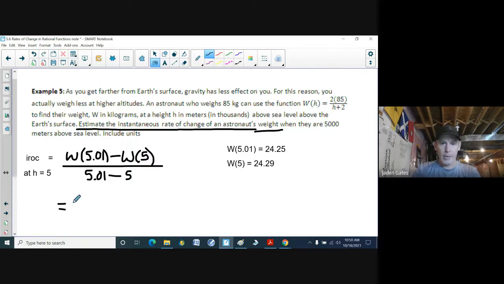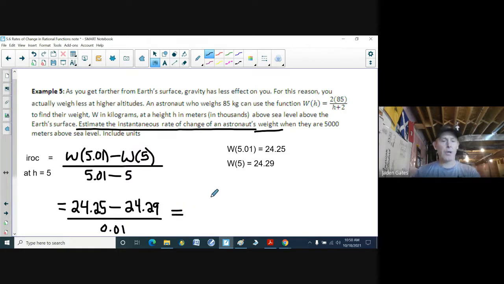All right, so substituting our values in. I get my 24.25, take away 24.29, and down here I'm going to have a 0.01. All right, so I do some math there. I take my 24.25, subtract my 24.29, and then divide it by 0.01, and I get minus 4.